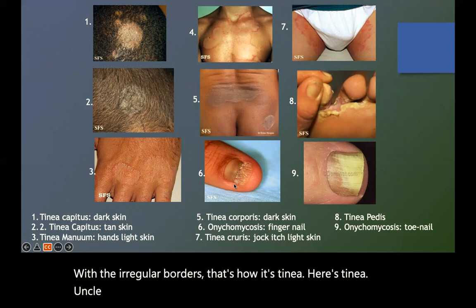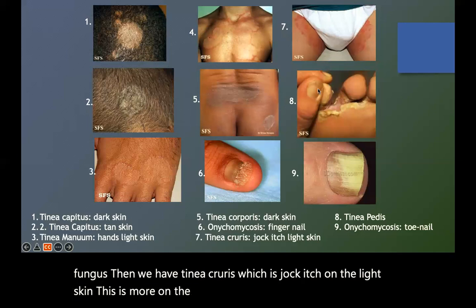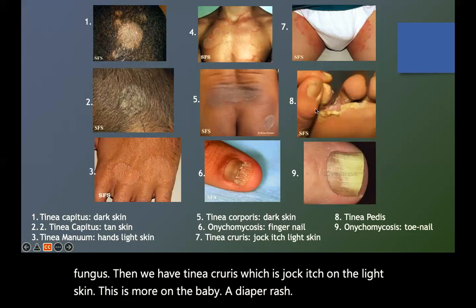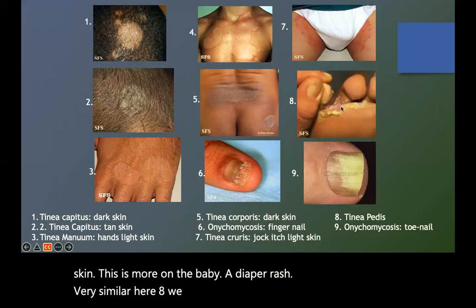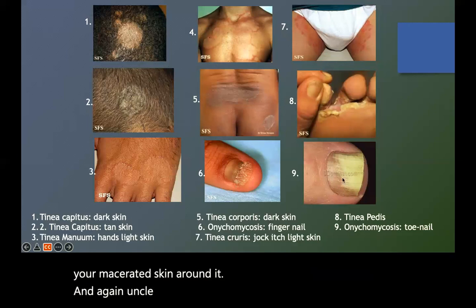Here's onychomycosis. I'm sorry. So this is basically nail fungus, fingernail fungus. Then we have tinea cruris, which is jock itch on the light skin. This is more on the baby, like a diaper rash. Very similar. Here, number 8, we have tinea pedis, and you want to look at the macerated skin around it. And again, onychomycosis, this is toenail fungus.